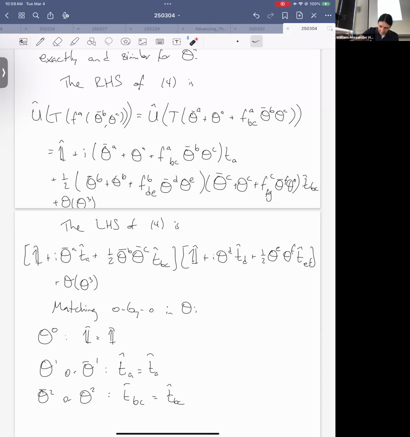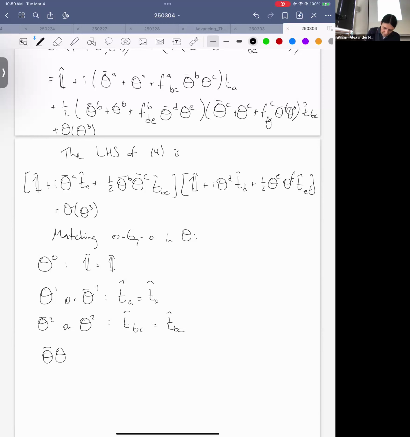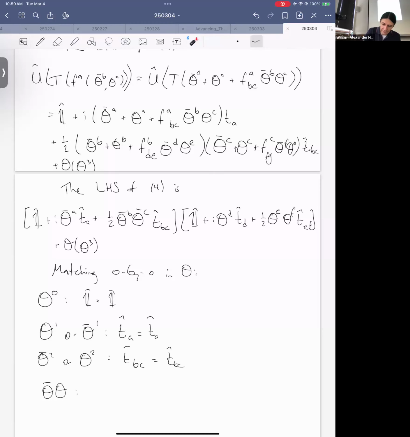That's going to come from this term here, this term here, and then matching over on the left-hand side where I'm going to get a half, and then there's a half here. So that all works out. So the interesting thing is going to happen when I look at the mixed terms. All right. So to order theta bar theta, now we have something interesting happening. Because on the left-hand side, I have i FABC theta bar B theta C TA, and then I further have 1/2 theta bar B theta C TBC, and then another half theta B theta bar C TBC.